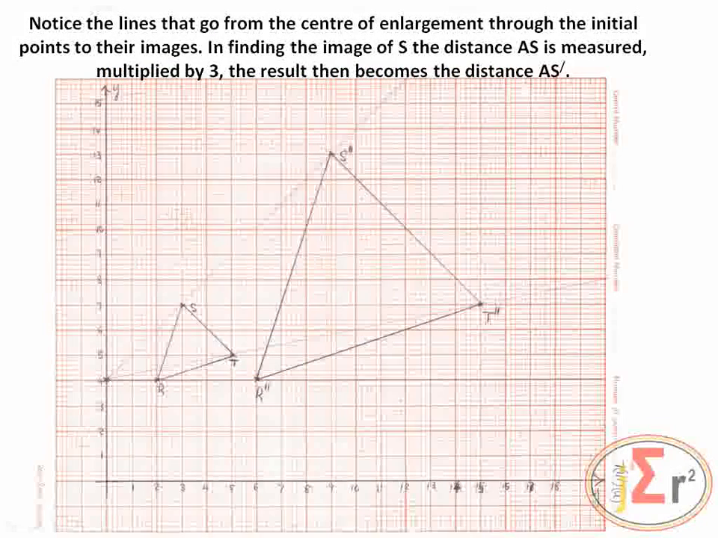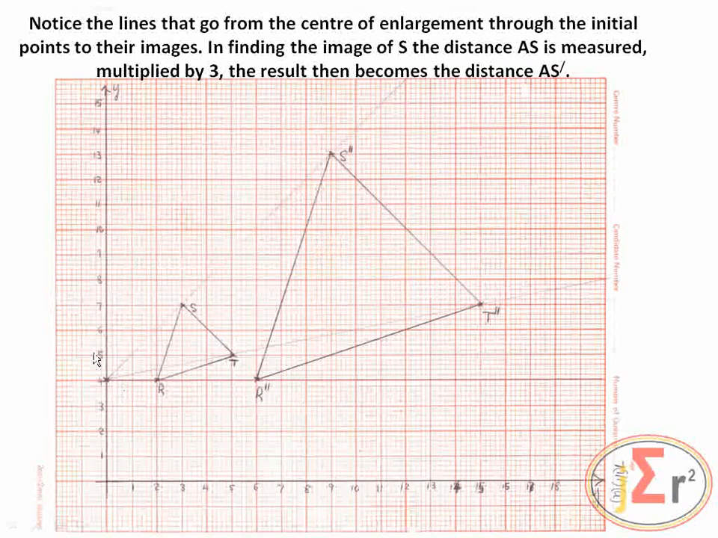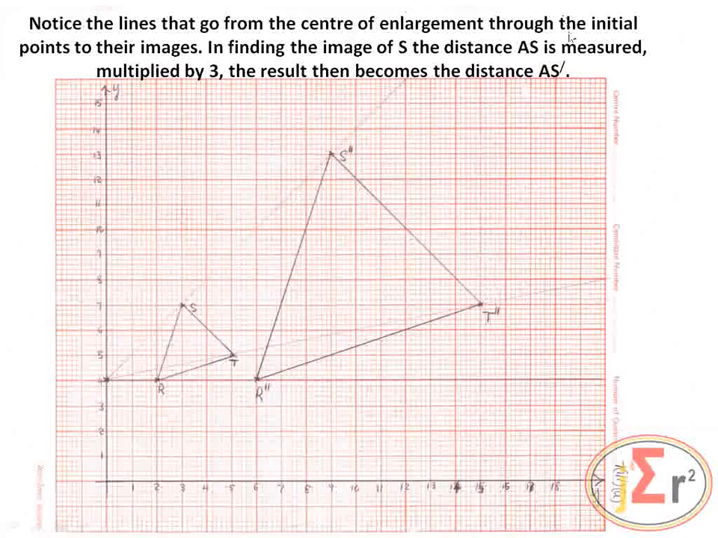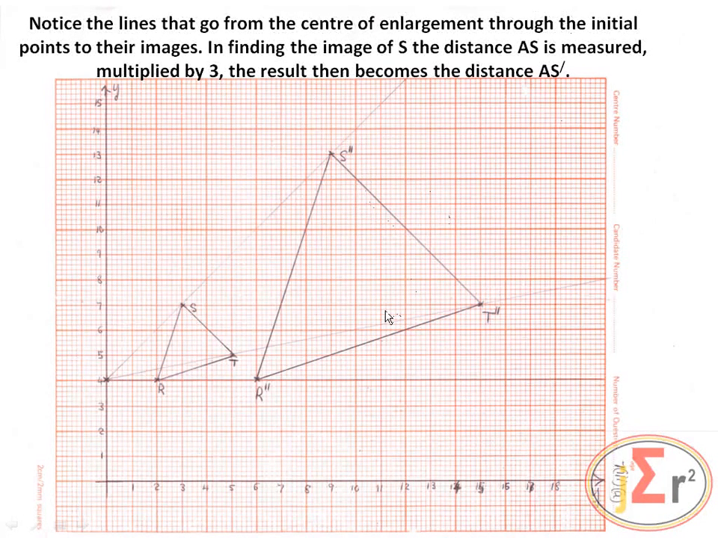Notice the lines that go from the center of enlargement through the initial points to their images, as we have right here. In finding the image of S, the distance AS is measured, then multiplied by 3. The result then becomes the distance AS prime, and that is how we do that in normal construction. And we can do this on plain paper. We do not need a grid.